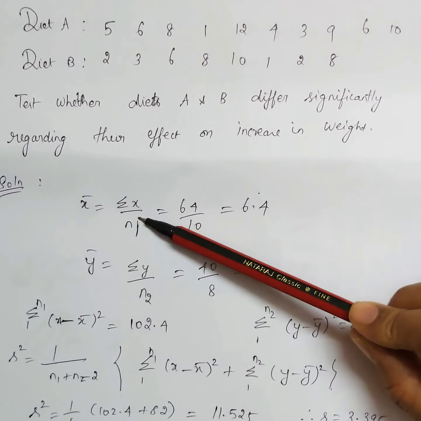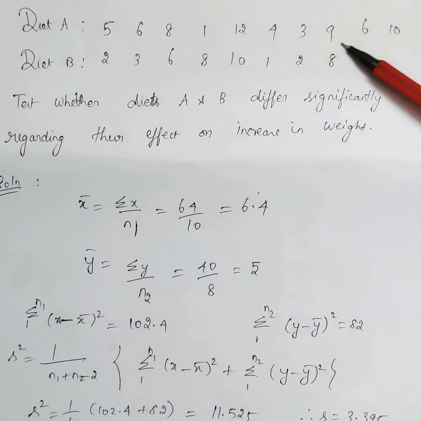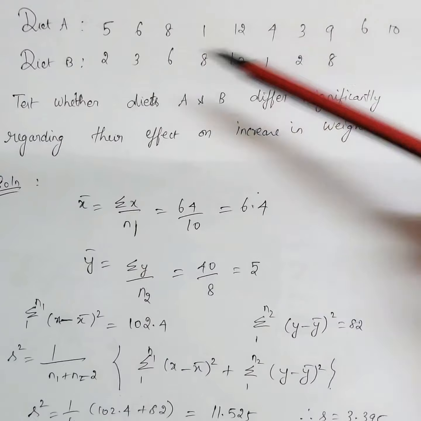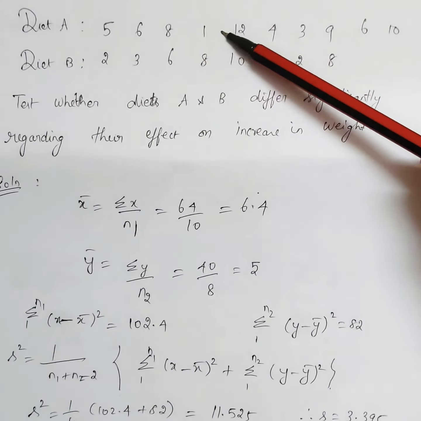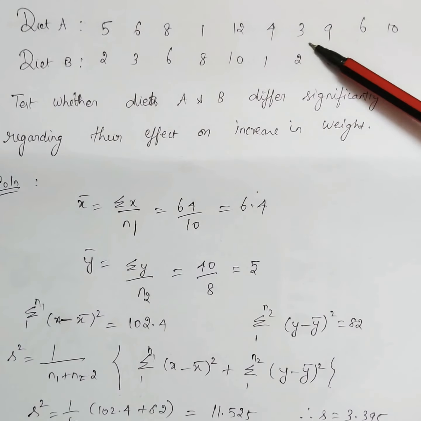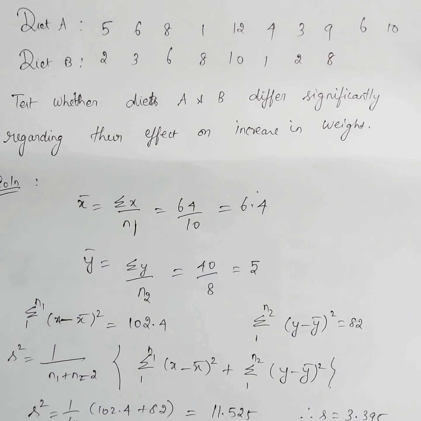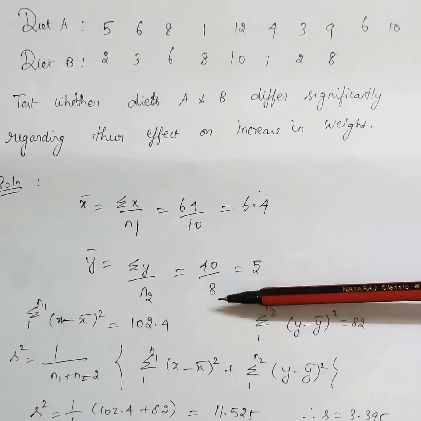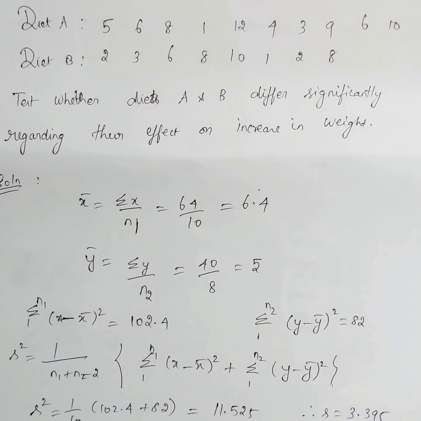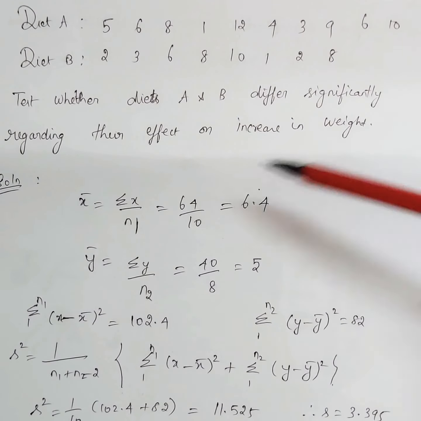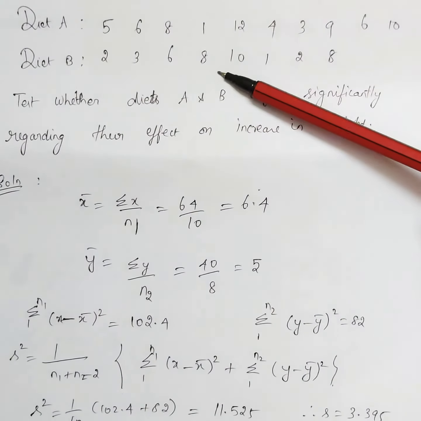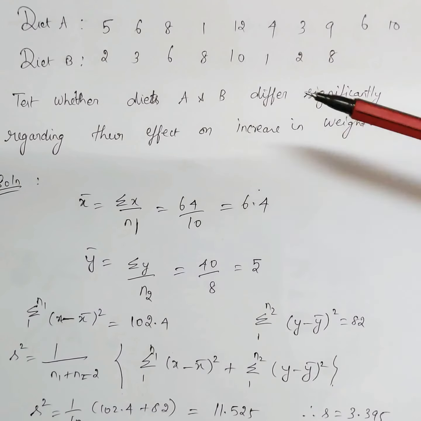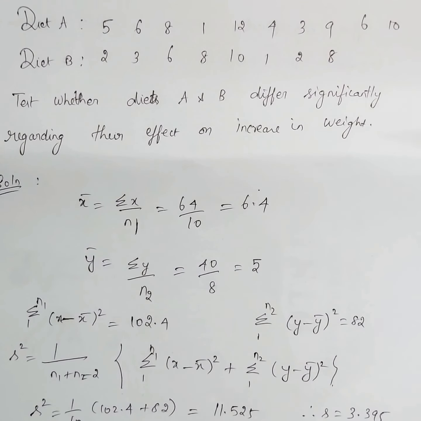we have to find x bar. Add all the x values, divided by 10 because we have 10 values here. 5 plus 6 plus 8 plus 1 plus 12 plus 4 plus 3 plus 9 plus 6 plus 10 divided by 10. So we get 6.4, and similarly we are going to find y bar. Y bar, how many values are there? 8 values. So 2 plus 3 plus 6 plus 8 plus 10 plus 1 plus 2 plus 8 divided by 8. So y bar we got 5.